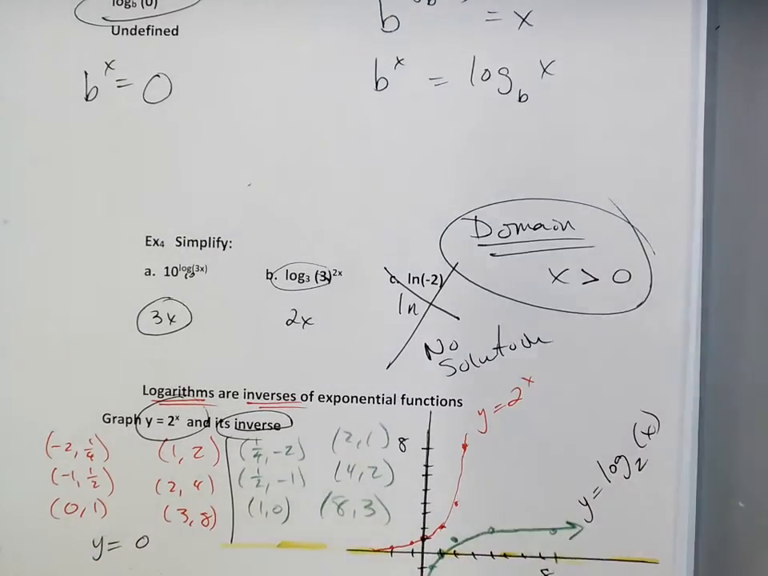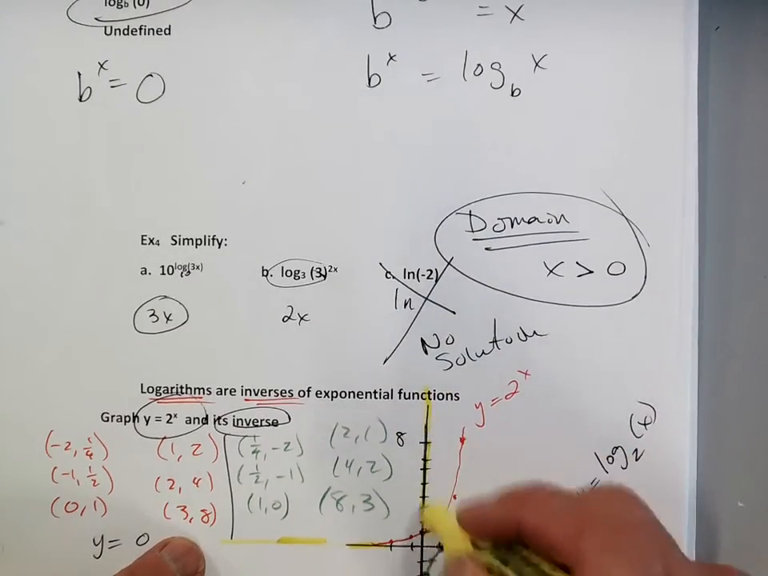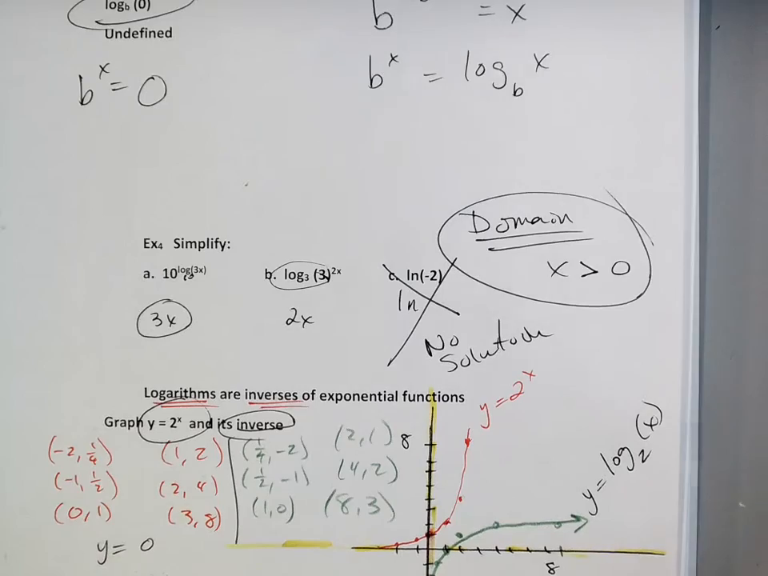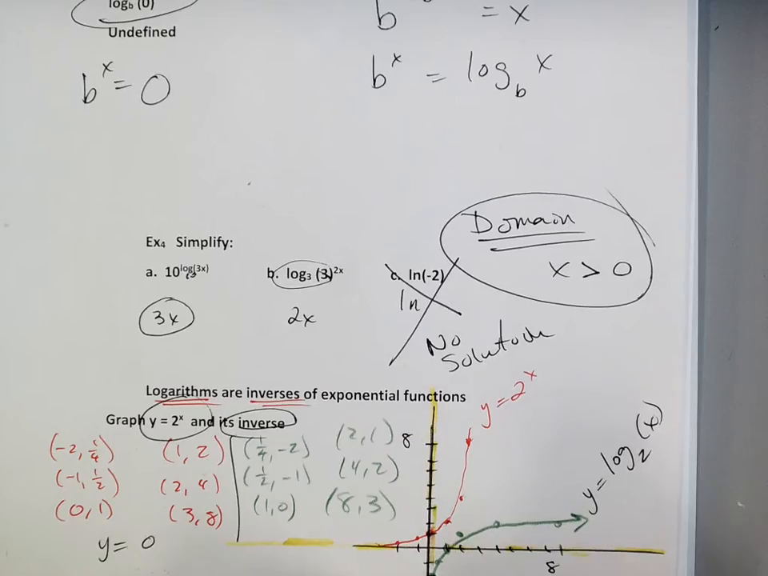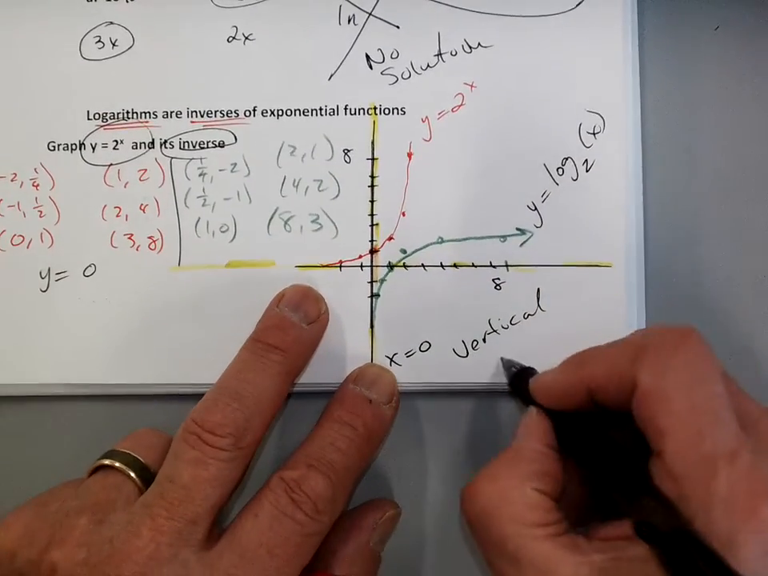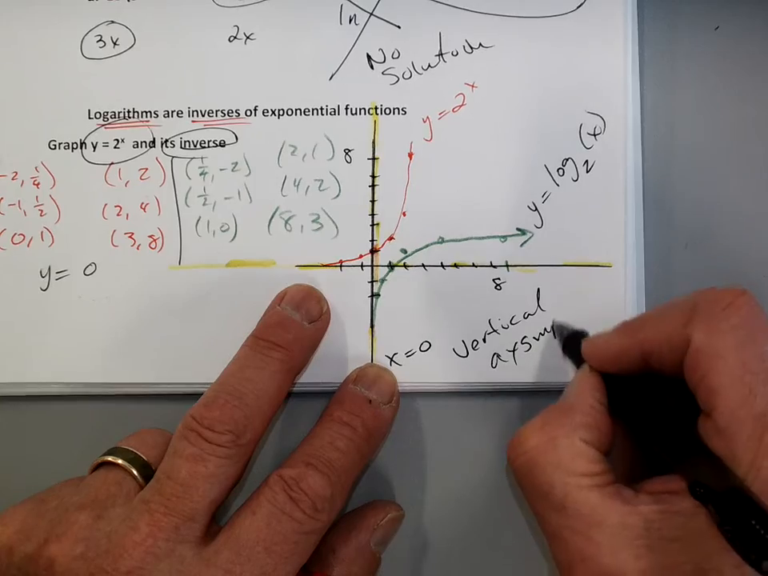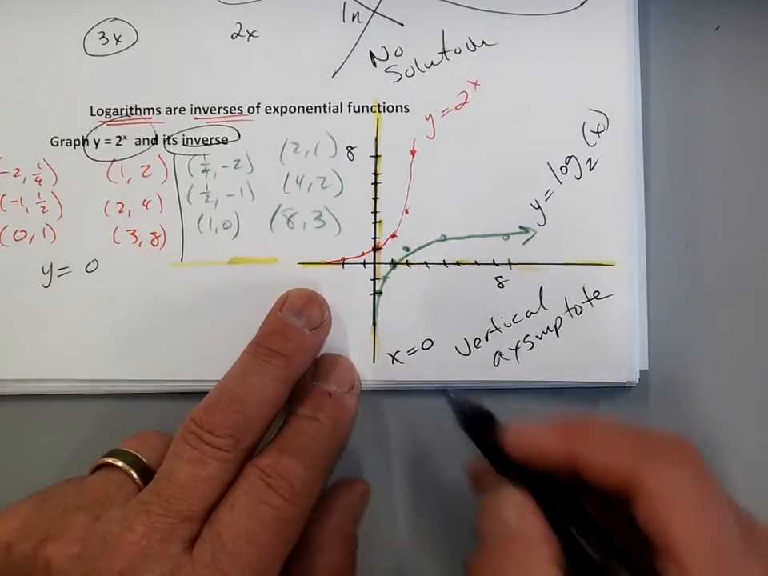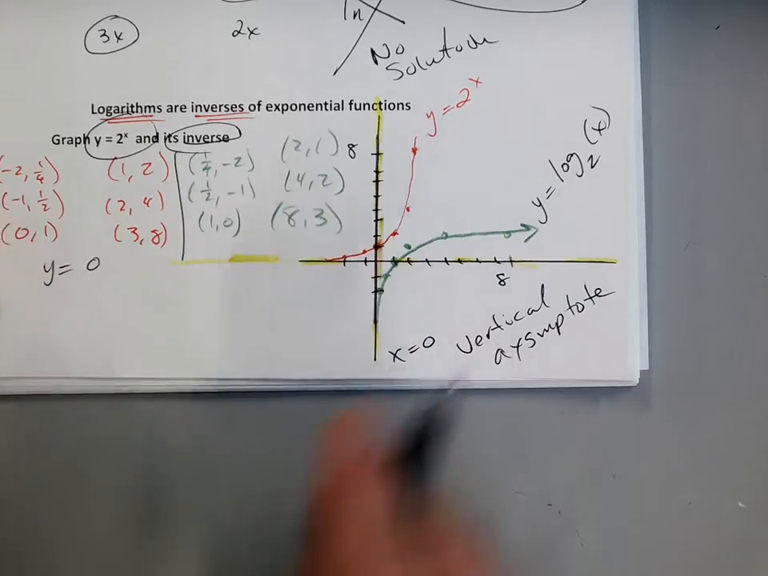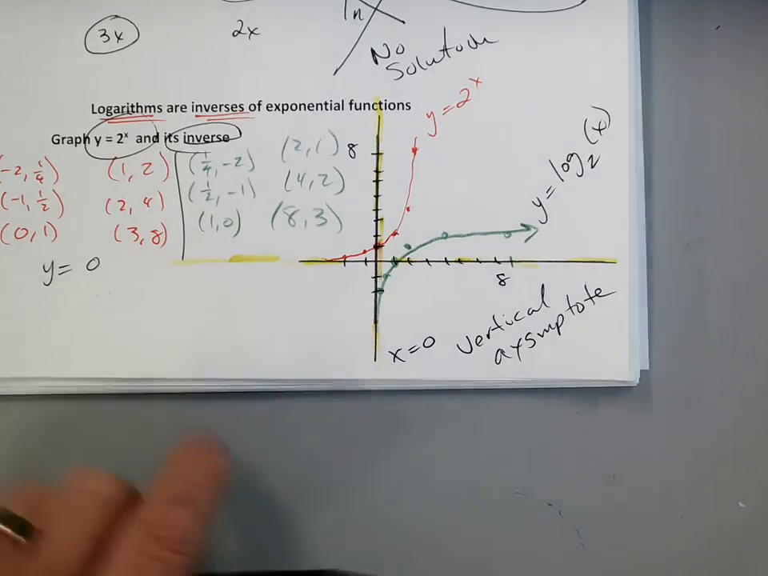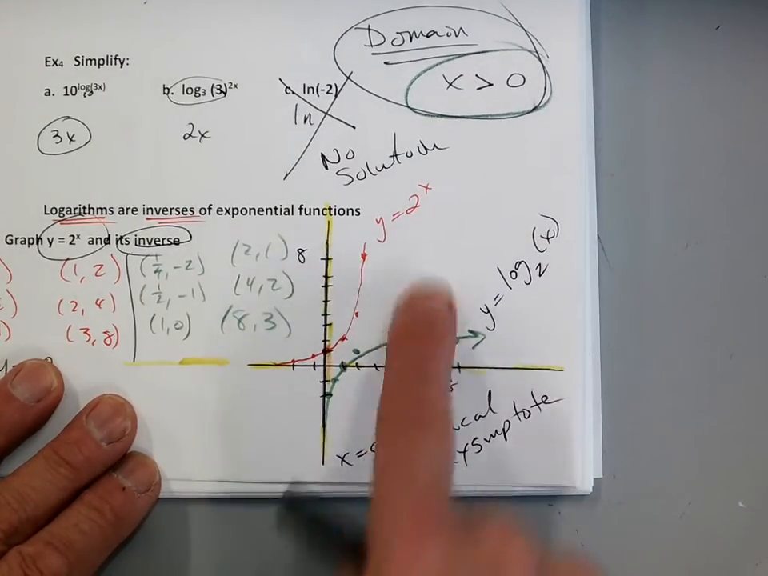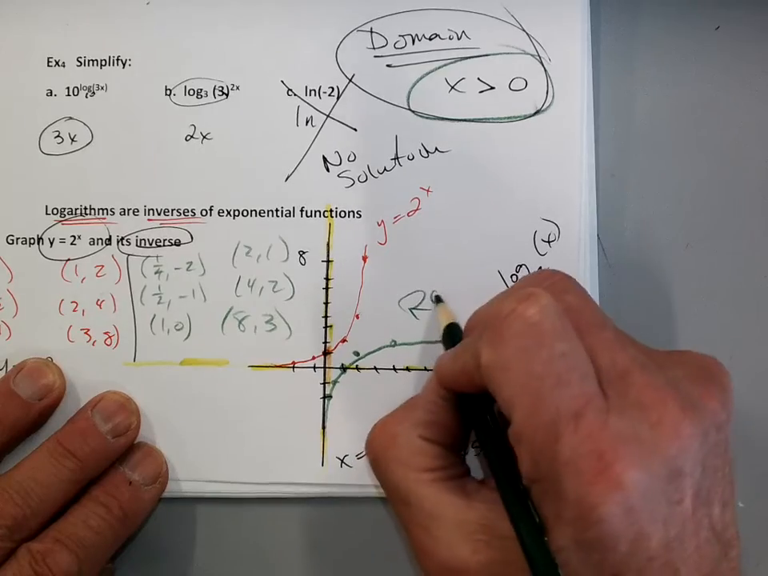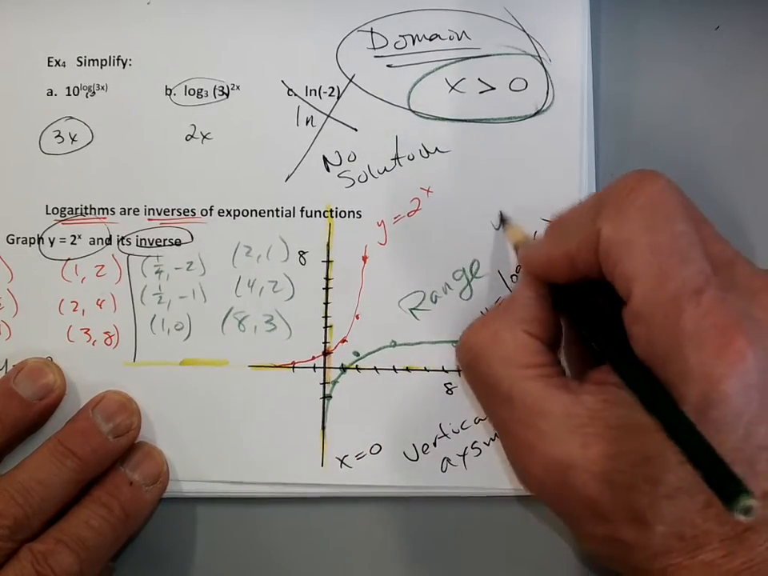Now, what do we notice? Well, I noticed that there is a vertical asymptote, and Lauren, you were asking about that. There's a vertical asymptote right there at x equals 0. And if that's the case, then for the domain, I see automatically that the domain is x is greater than 0. Now the range for this one is y equals all real numbers.